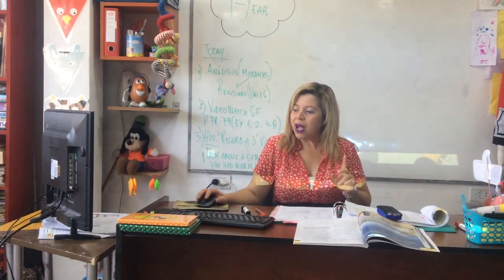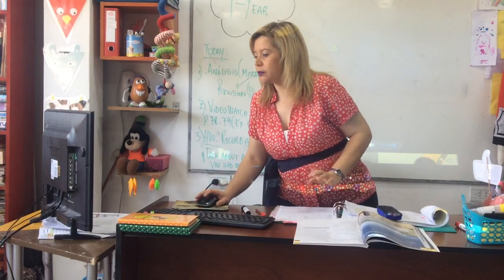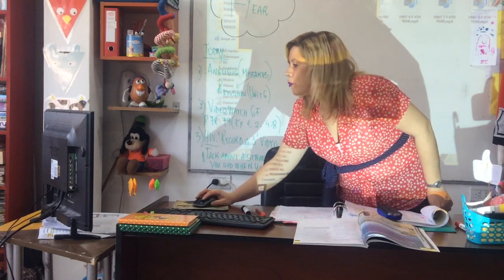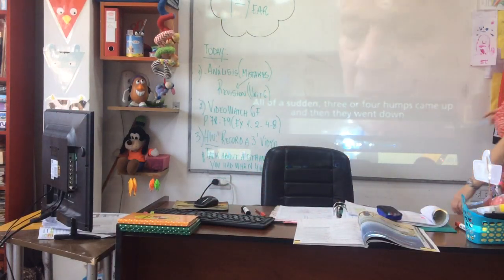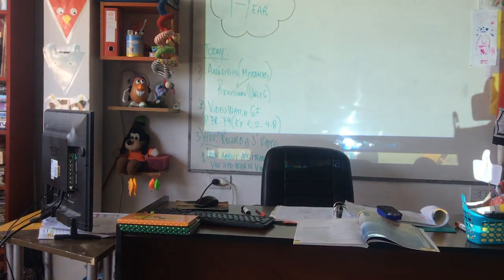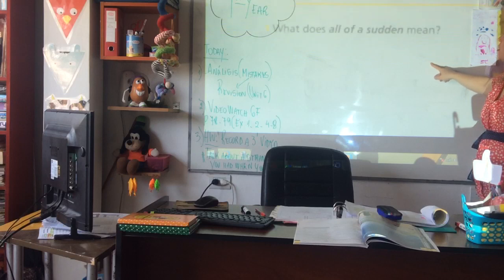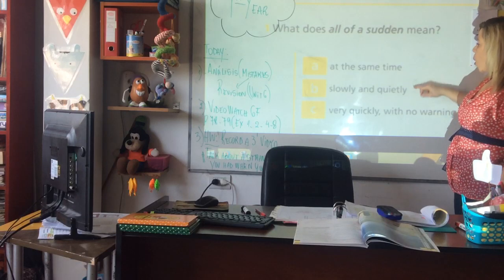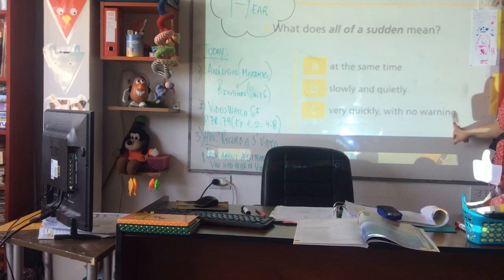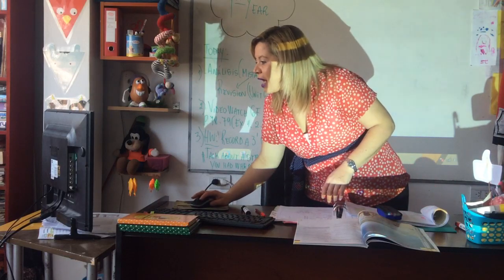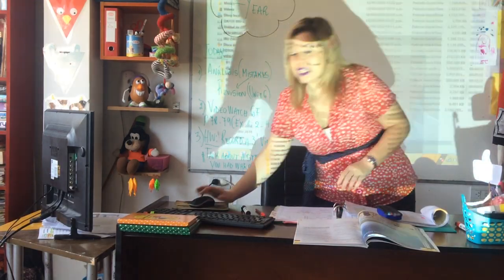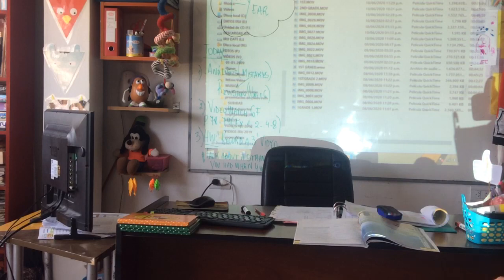This is 6.2, and you need all this for doing exercise 8. All of a sudden, these three or four humps came up, and then they went down, and then they were up, and then they were down. What does all of a sudden mean? At the same time, slowly and quiet, or very quickly with no warning? So you have to choose A, B, or C. Good. So you will do it at home. Is it clear? All right. So I will go to the answers now.